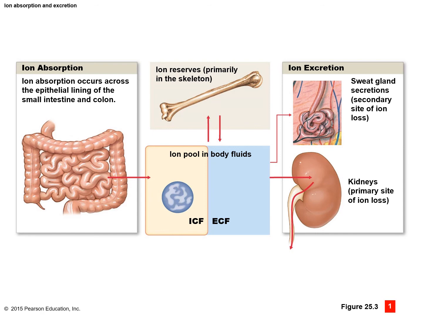These systems include the renal system, respiratory system, digestive system, cardiovascular system, and the endocrine system, where we can have ion absorption across the epithelial lining of the small intestine and colon. We have ion reserves in the skeletal system, and we have ion excretion through sweat glands and kidneys in order to balance the system out. And we can control and regulate all of those areas to maintain a balance between our intracellular fluid and our extracellular fluid.